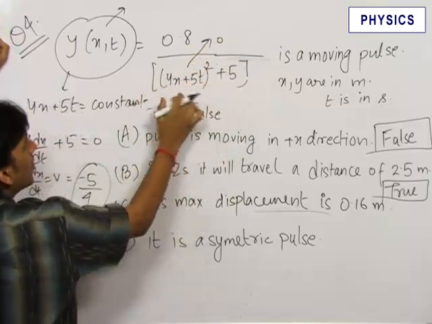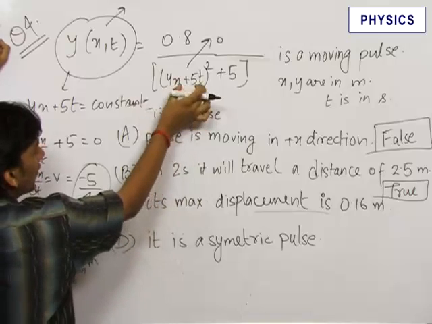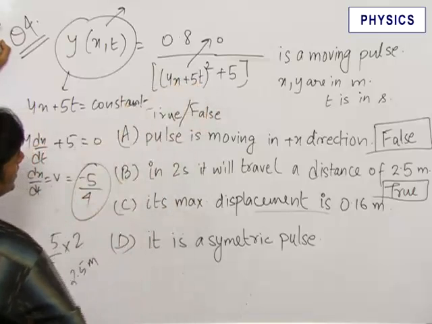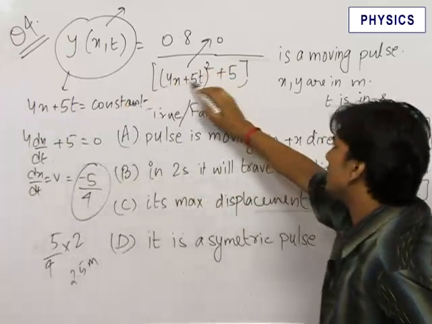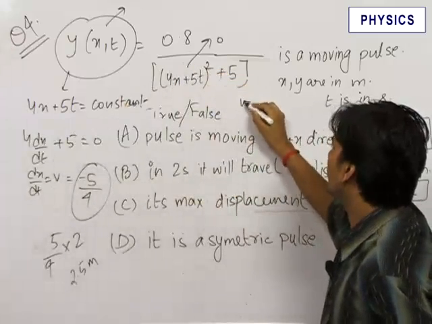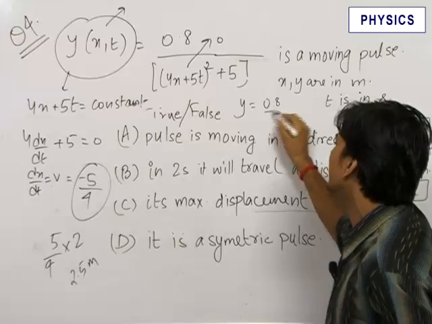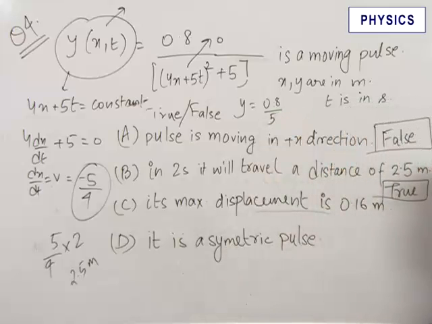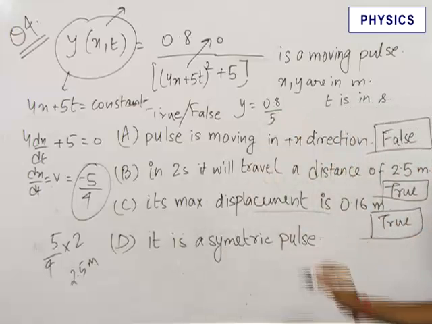It is. Why? Because for some combination of x and t, we can obviously get the value of this term to be equal to 0. So for that value of x and t for which this becomes 0, the value of displacement becomes equal to 0.8 upon 5, that is equal to 0.16 meters, and therefore option C is also true.